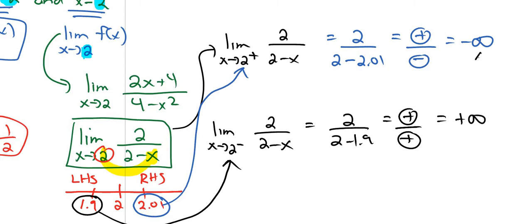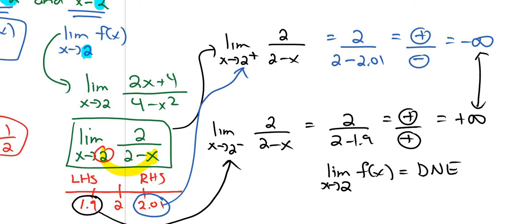Since these two limits are not equal to each other, the limit as x approaches 2 of f(x) does not exist. Okay, so quite a bit of work, but a lot of the steps we've seen already in previous questions. All right, let's move on to the next one.